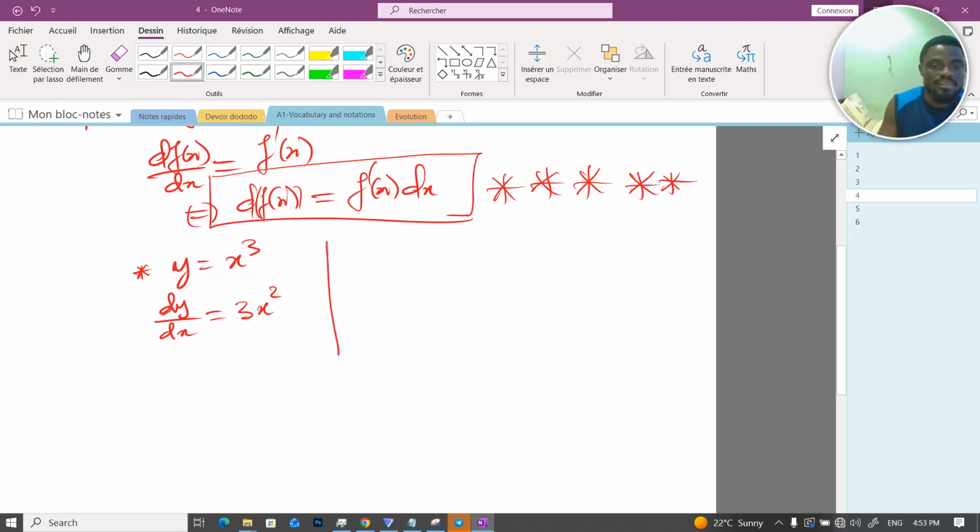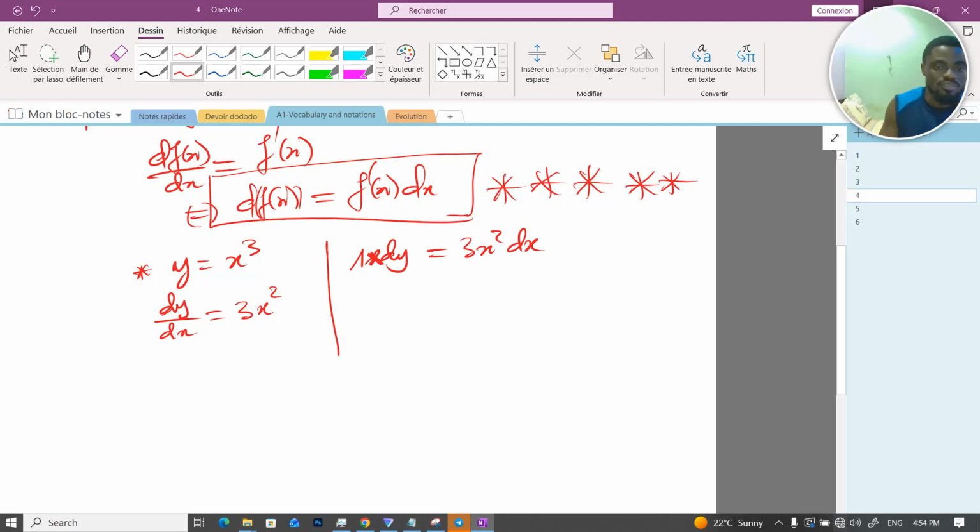Another way of finding it is that I can use this formula. When I come here, this is y. I differentiate y with respect to y, what does it give? It gives 1. After doing that, I write 1 times dy. I go to the next side. This is x cubed. I differentiate it with respect to x. It gives 3x squared. And since I differentiated with respect to x, I write dx.